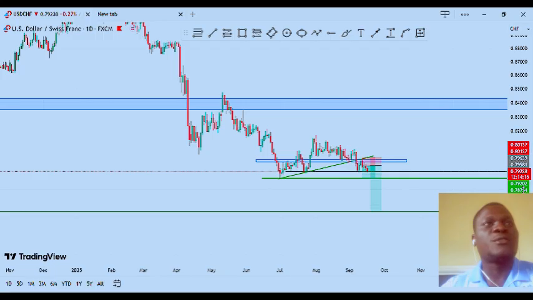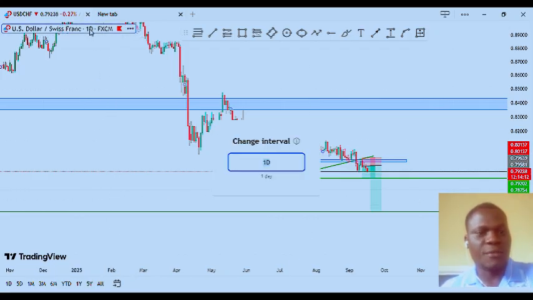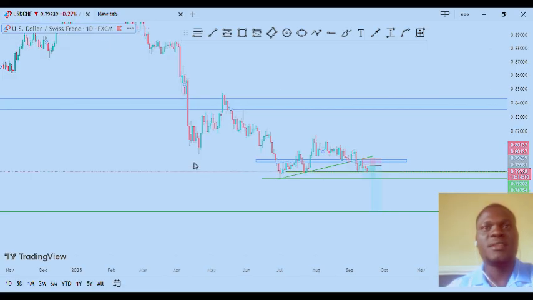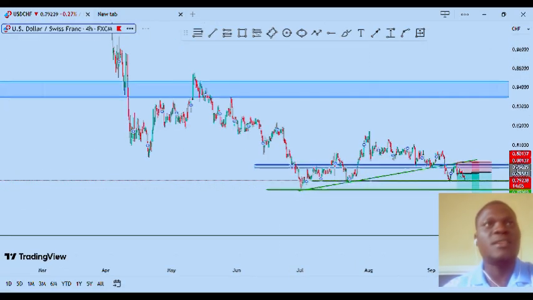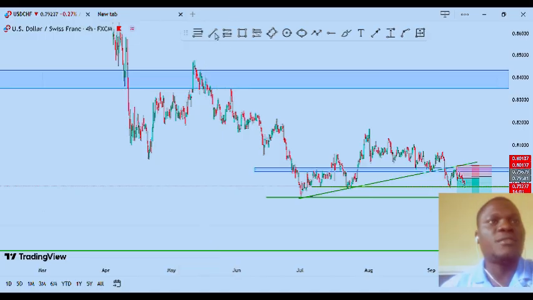So I was able to jump in on this trade on my entry time frame, the 4 hours. Let me show you how I jump in. It's the same principle, doing the same thing over and over again.